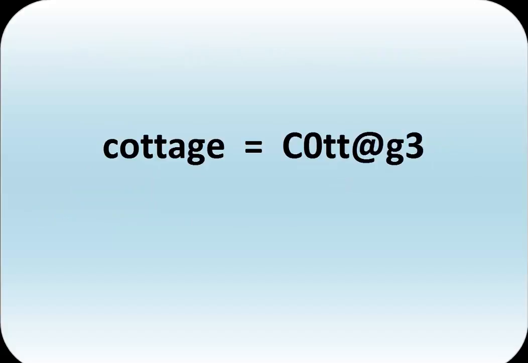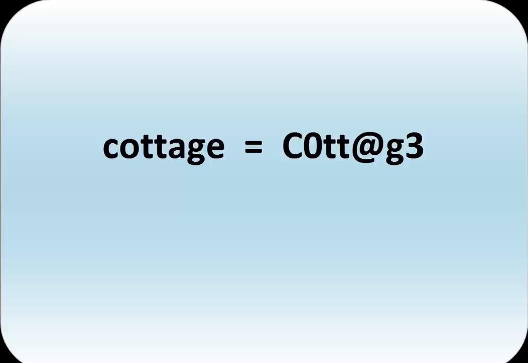As before, we now know cottage becomes capital C, 0, lowercase t, symbol at, lowercase g, 3 in our strategy. Again, O becomes 0, remember? And cottage is easily remembered because my reminder phrase is, I have a cottage at the lake.